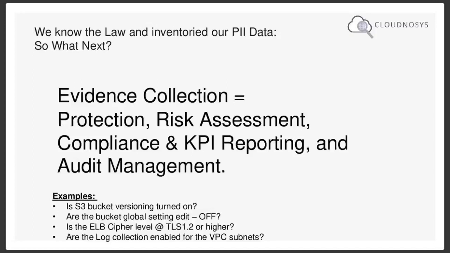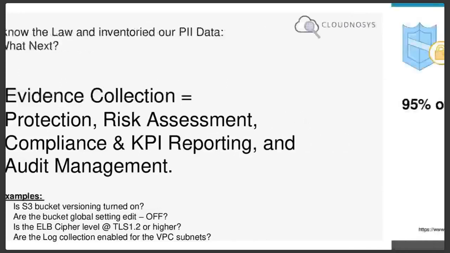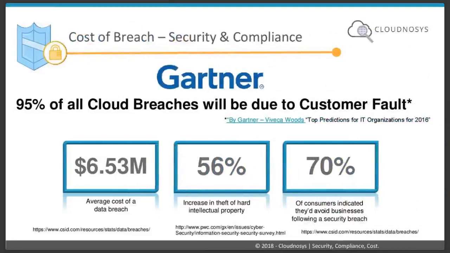Are the log collections enabled for the VPC subnets? So all of these are rules or controls, these audit controls that you need to check every hour on the hour, because cloud is changing by the minute. And then you need to collect that data and be able to report on it and present that as evidence. I'm going to show that in more detail in the following slides.